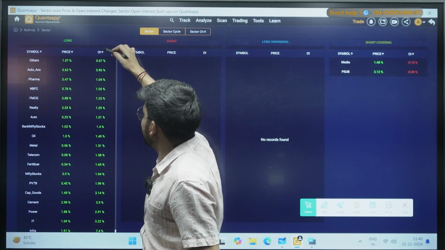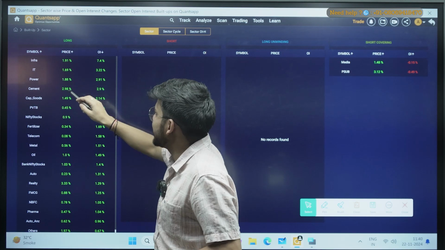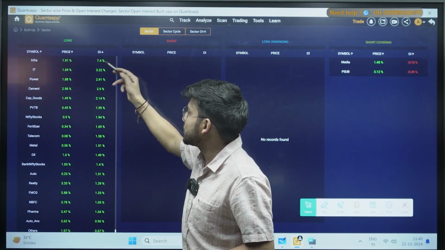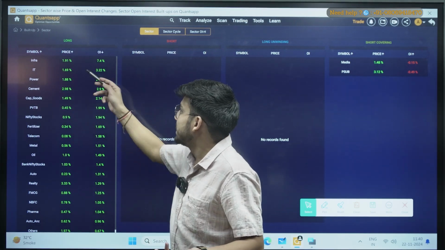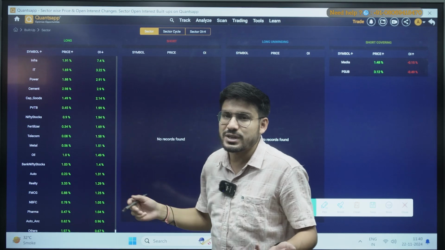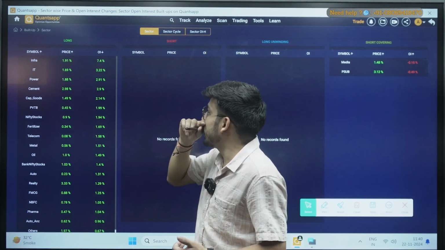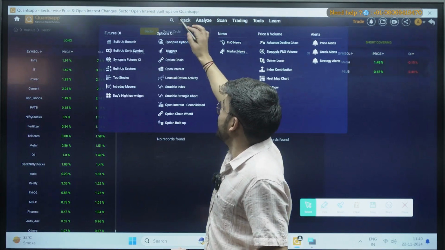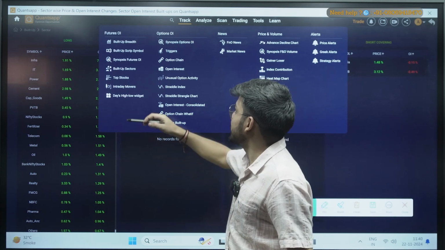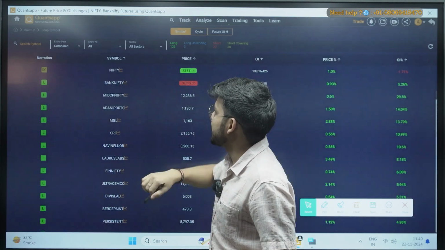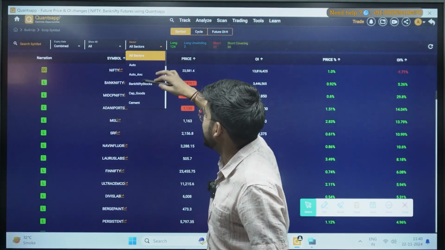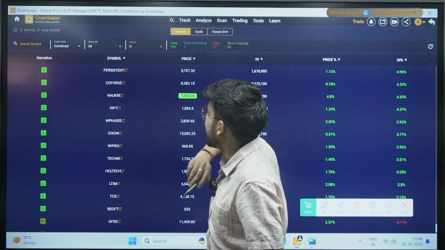In the built-up sector, if I again change the OI, you can see the IT. In IT, the open interest was also good, that is 3.22%. The price is decent, that is a 1.069 increase. So what I will do now is choose a stock from the IT sector as well. Again, I will go in the built-up script symbol and apply the IT sector here. So this is the IT sector.